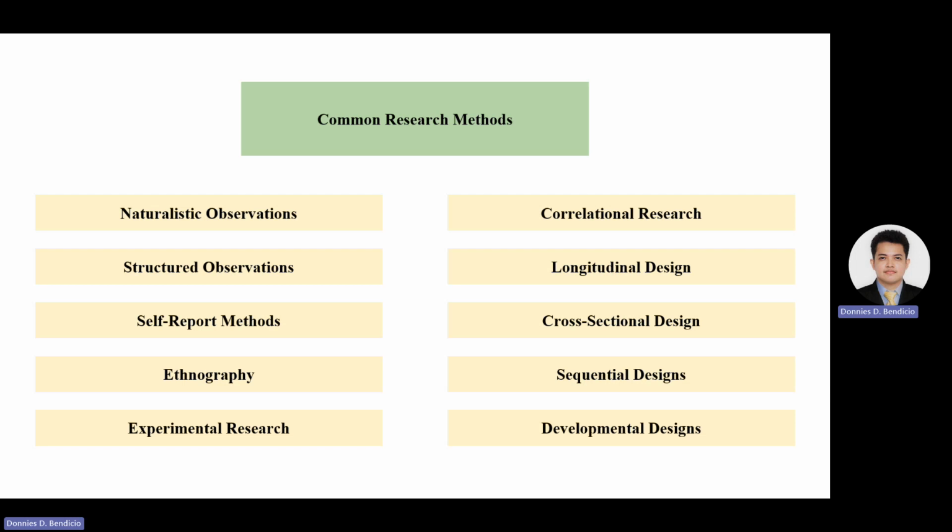universally. Next is experimental research. Researchers manipulate one or more independent variables to assess their impact on dependent variables, often using random assignment. Researchers test the effect of new teaching method on students' math performance by assigning some students to the new method, others to the traditional method.